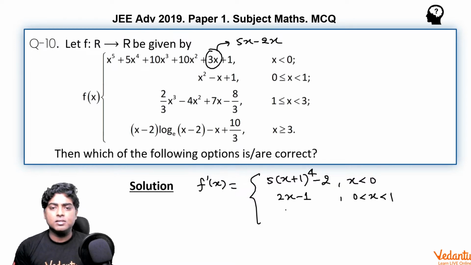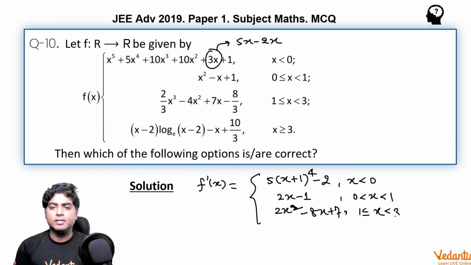Next is the third piece, third interval. It is 2x square minus 8x plus 7, and at 1 minus the value is 2 minus 1, that is 1, and at 1 plus it is 2 plus 7, 9, minus 8, 1. So at 1 it is differentiable.